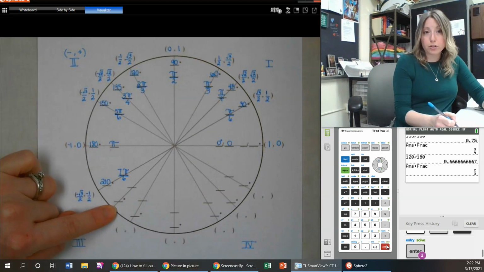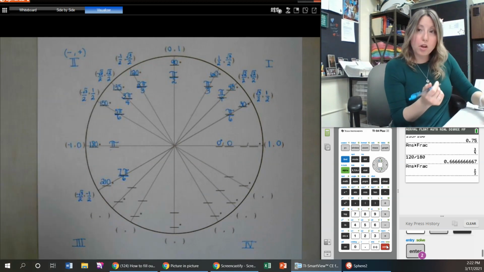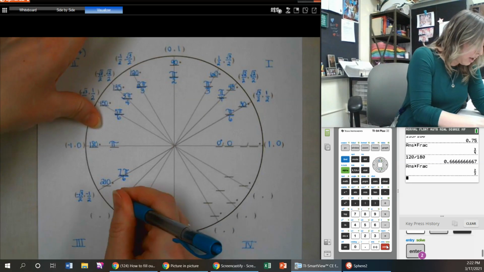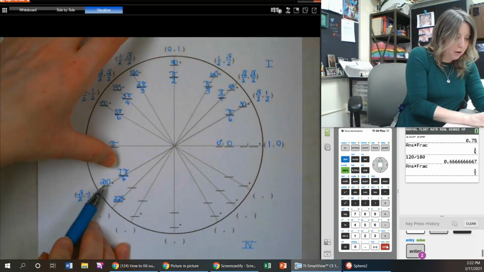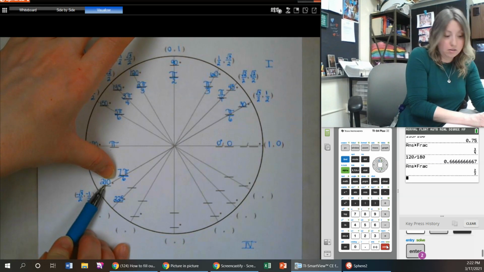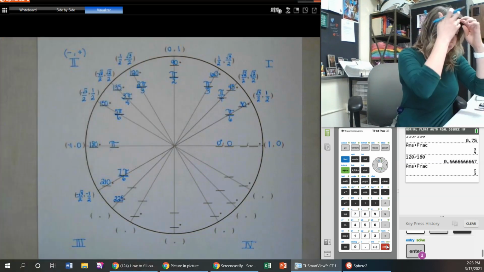The next reference angle is 45, right? So 180 plus 45, we're looking at 225. Really just think about adding 15 to that guy. And then you get here, and then you add 15 again to get here. Think of it that way.